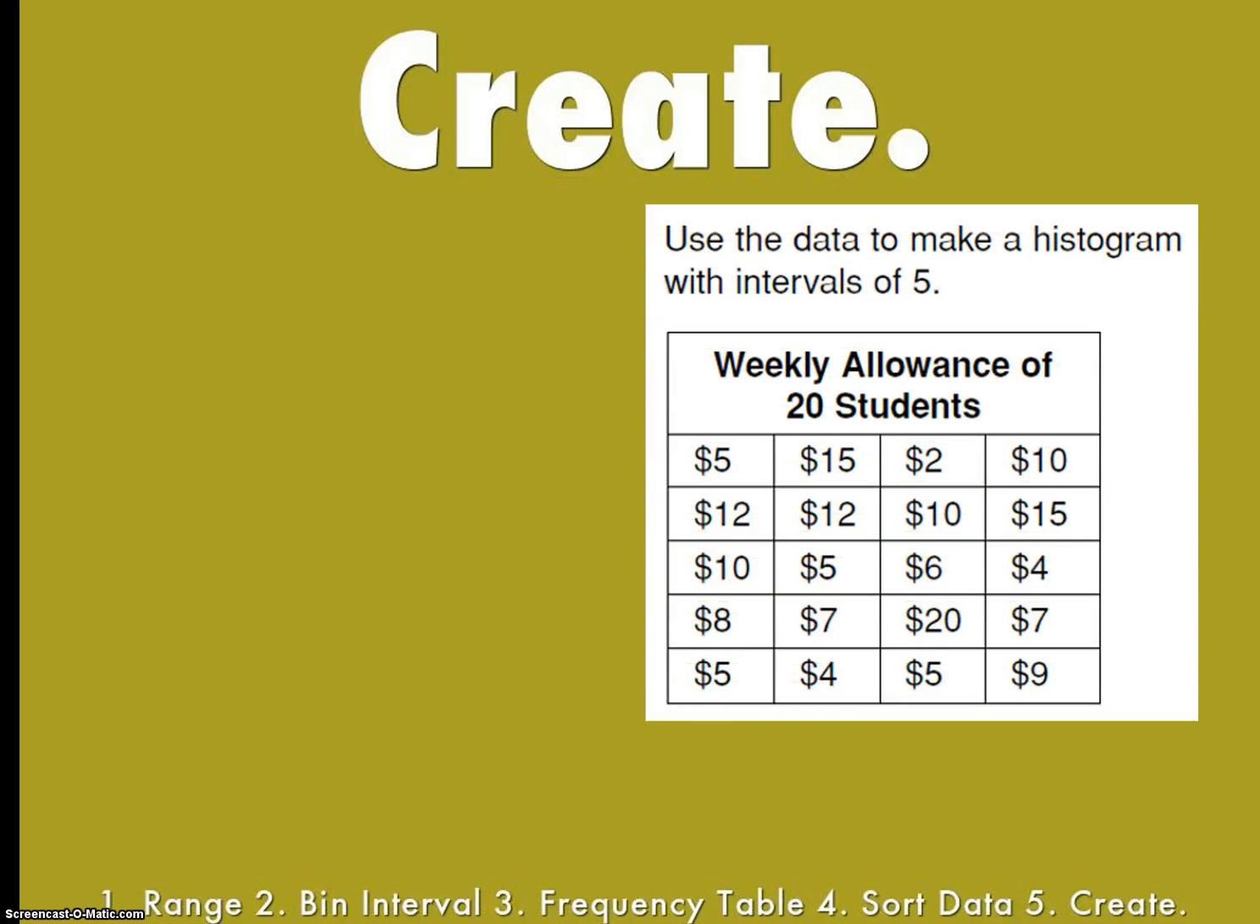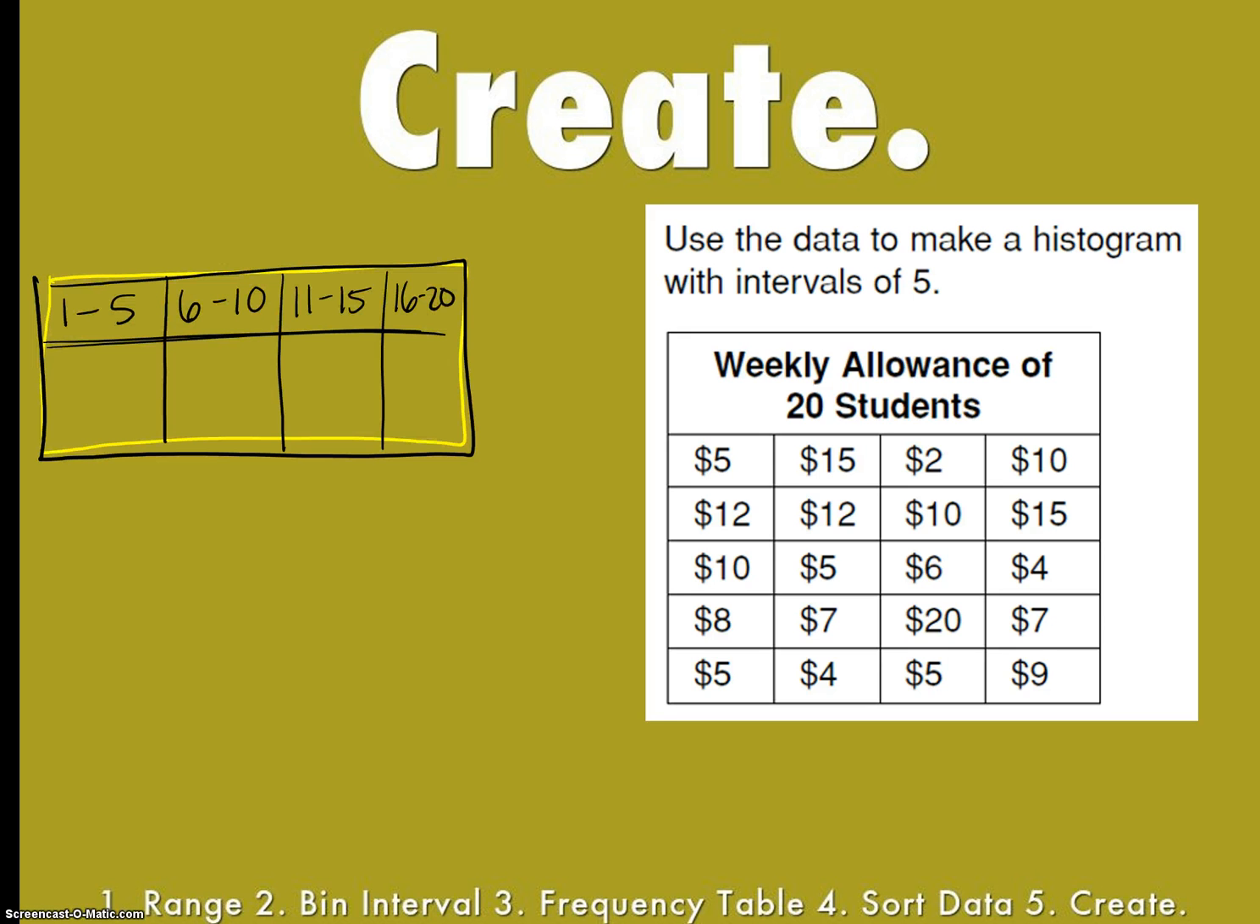So when we create, we want to first look at the data, and we want to create intervals of 5. Pause the video and see if you can create your own. All right, let me get you started here. You have to look at your data and see where your smallest numbers are. You have a 4 and a 5. So I need to make sure I go down to the lowest.